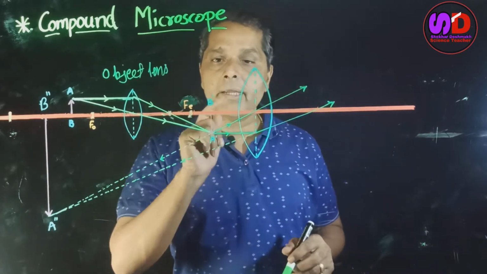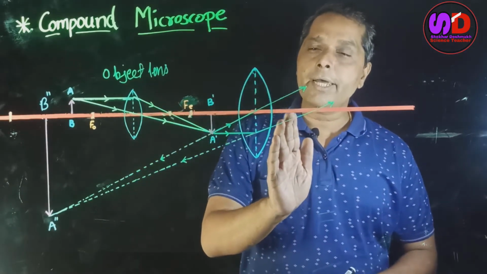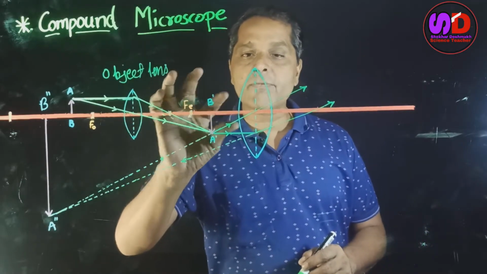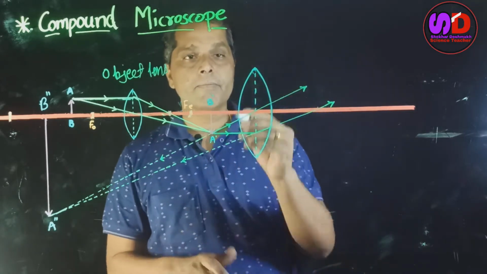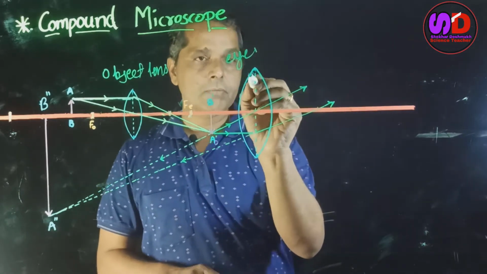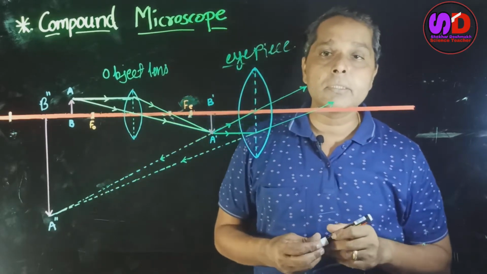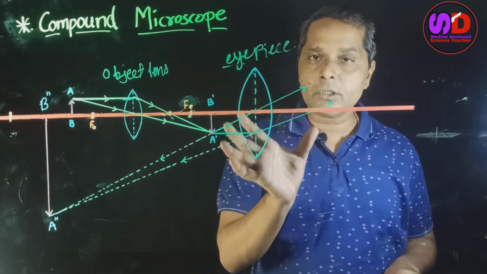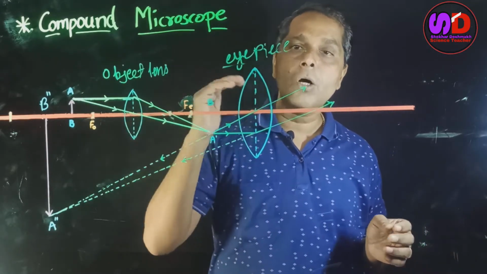As this image is a real image, it can be taken as an object for the second lens. So it works as an object for this second lens, which is the eyepiece, or eye lens. This eye lens has a larger cross section and also a larger focal length in comparison with the object lens.